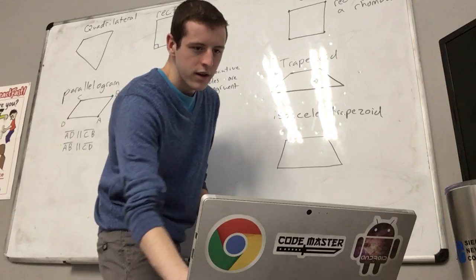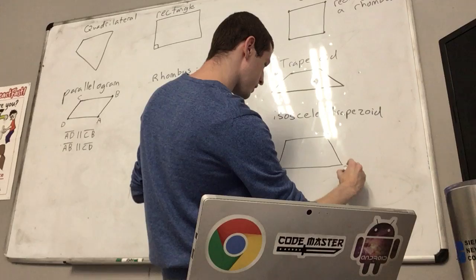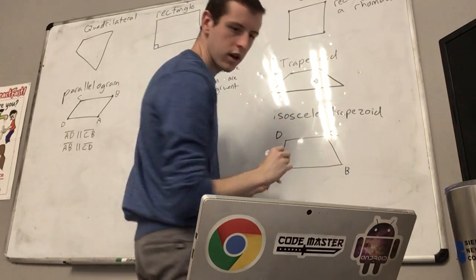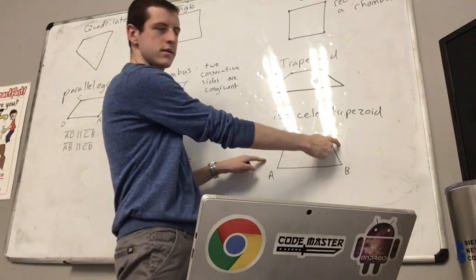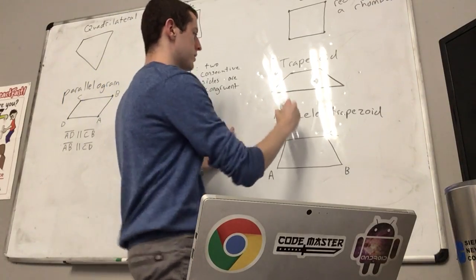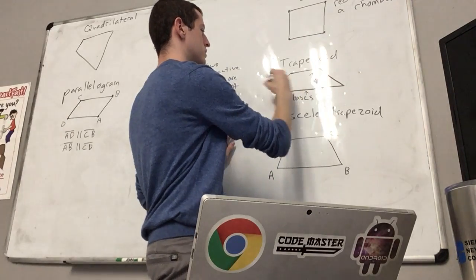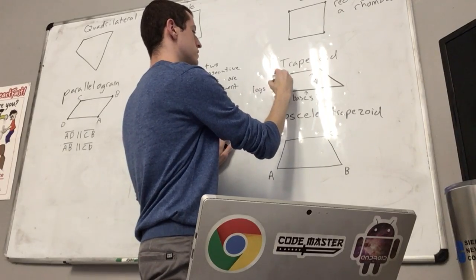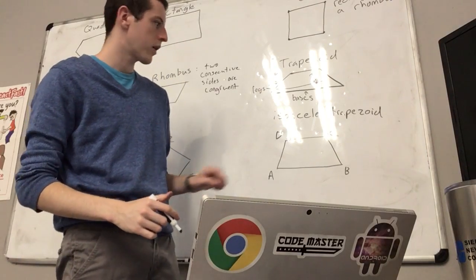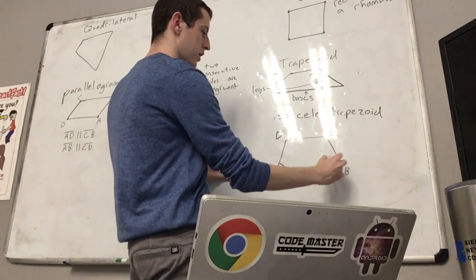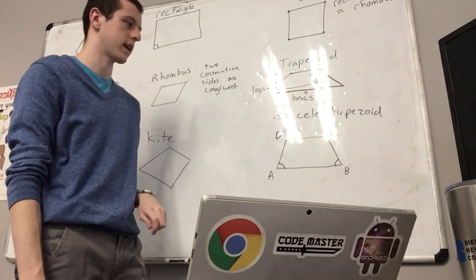Close. Okay. Just to make this a little bit clear, these are considered the legs. This is the base. Sorry, I'll label it. And then legs. So when we talk about this, we say these are the lower base angles, and these are the upper base angles.